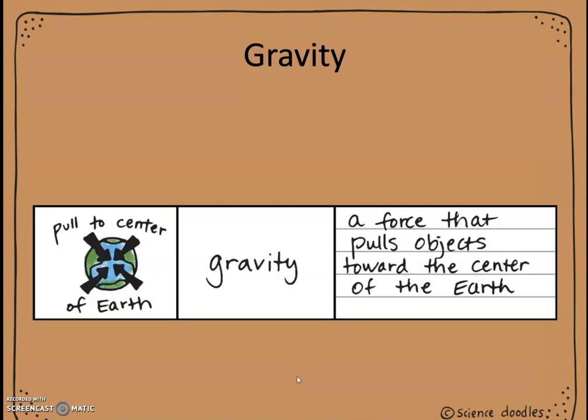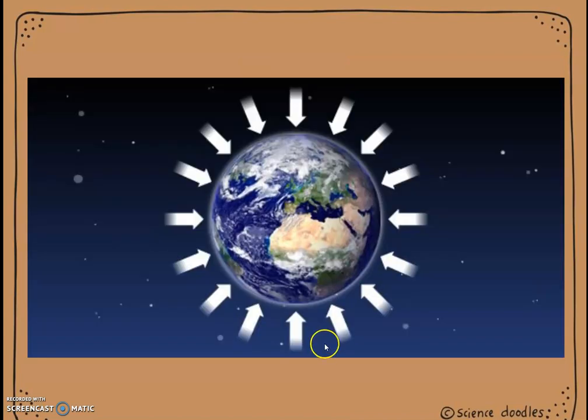The next word is gravity. So you're going to add the word gravity in the middle box, and your definition is a force that pulls objects toward the center of the Earth. You're going to pause the video here, add this information in, unpause when you're finished. Okay, so if you could see gravity, the actual force, but you can't see it, but if you could see it pulling everything down or towards the middle of the Earth.